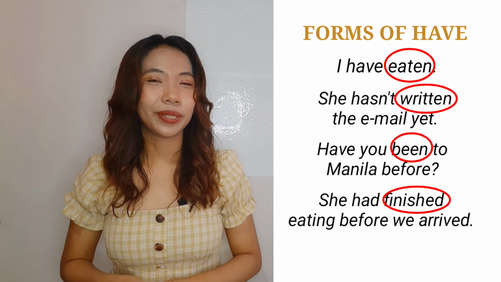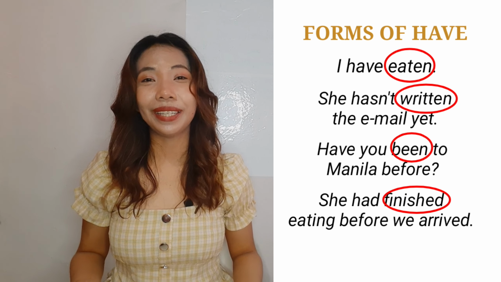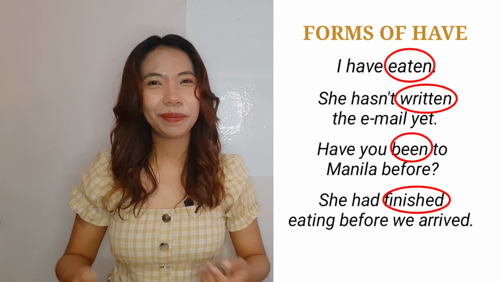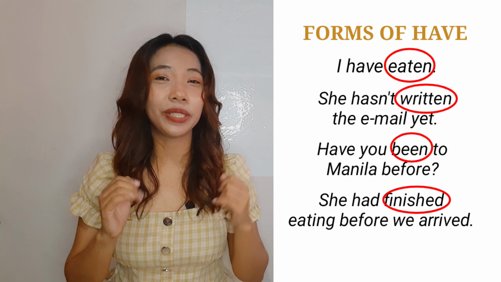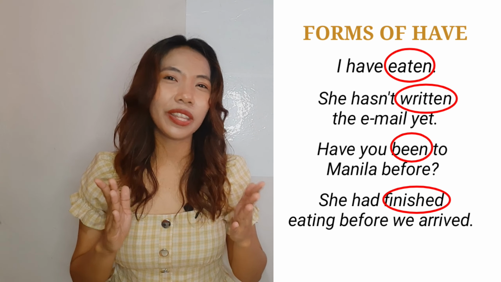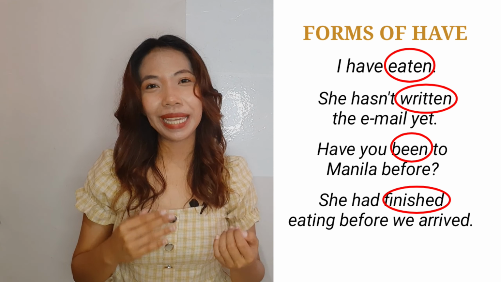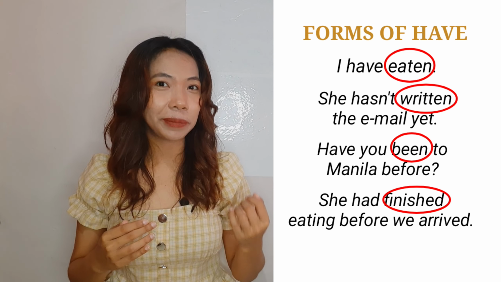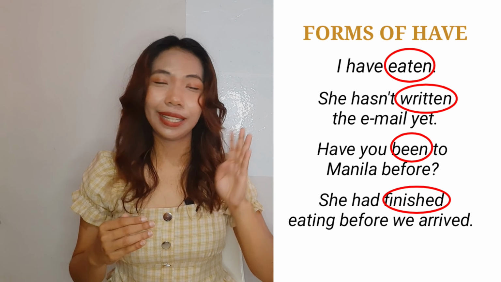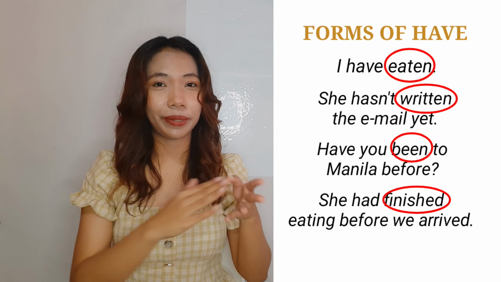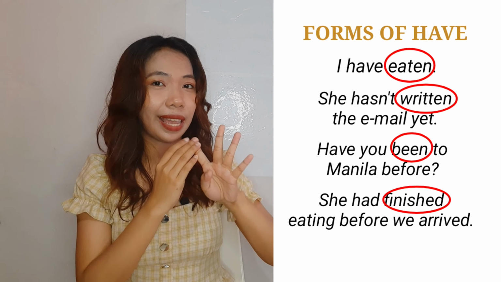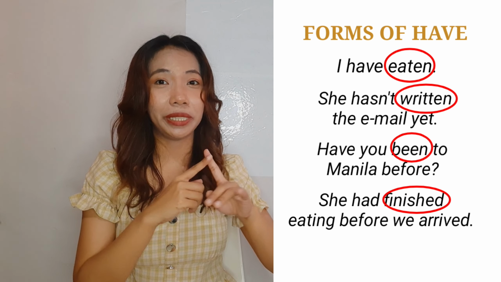So we have verbs there in which form? Yes, they are in past participle form. And remember this, when you're using has, have, and had with other verbs, those other verbs should be in their past participle form. By past participle form, I mean the fourth form of the verb. Again, with our example earlier, if we have eat, eating, ate, the last form, eaten, is the past participle form.